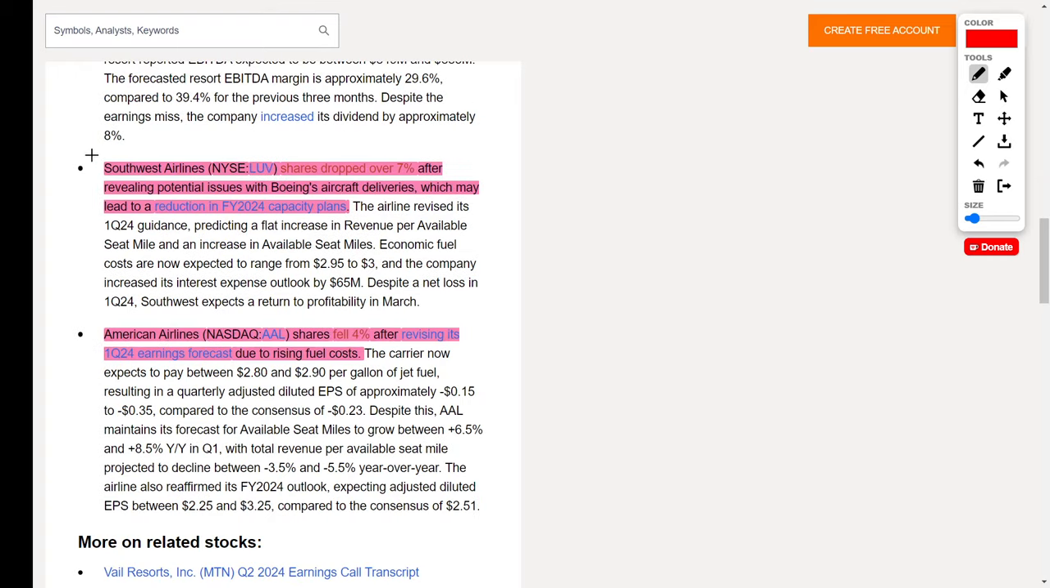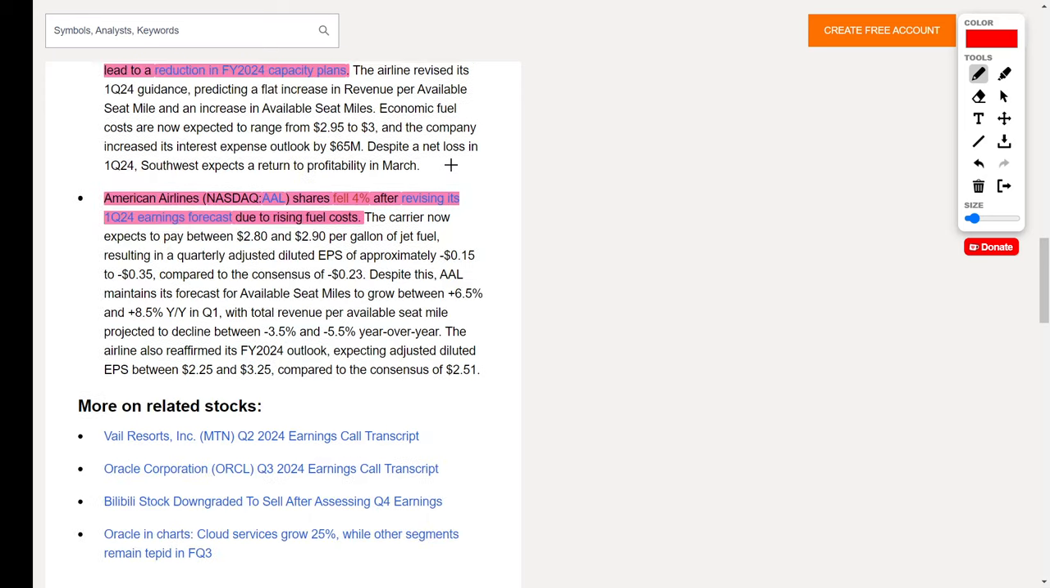After that, you need to be aware that Southwest Airlines recently dropped by 7% in their share price, ticker symbol LUV. Essentially, this company is caught up in Boeing drama, because they recently revealed potential issues with their Boeing aircraft deliveries. Therefore, this could lead to a reduction in full year 2024 capacity plans, and thus their share price plummeted. Lastly, we have American Airlines, ticker symbol AAL, whose shares dropped by around 4%. The reason for this negativity is because they have recently revised their projections for quarter one of 2024 in regards to their earnings forecast, and this was because of rising fuel costs.